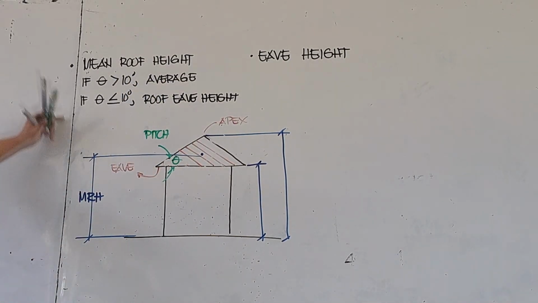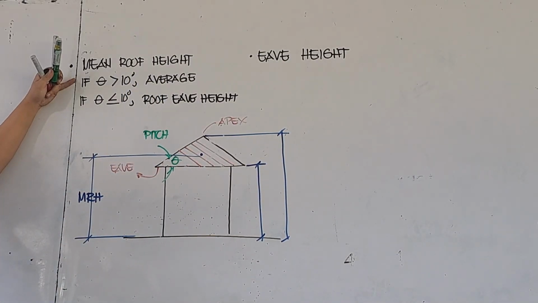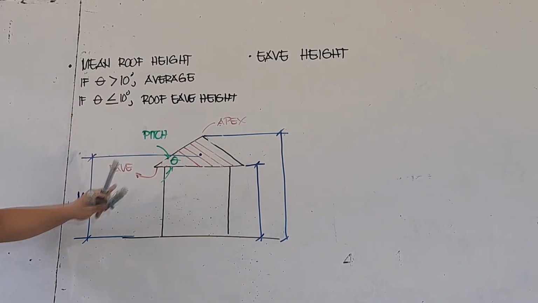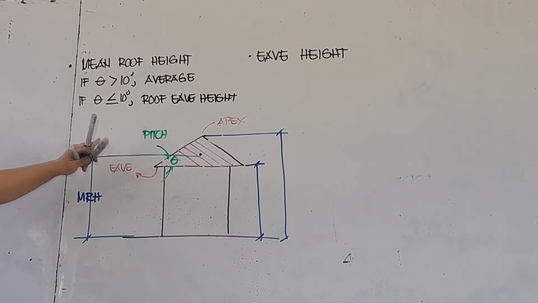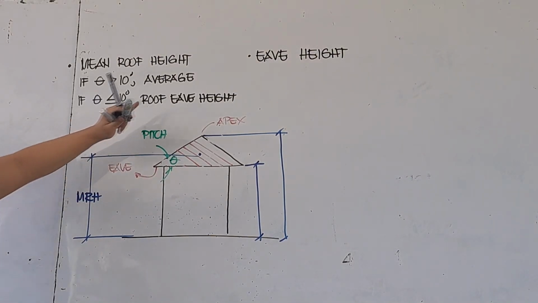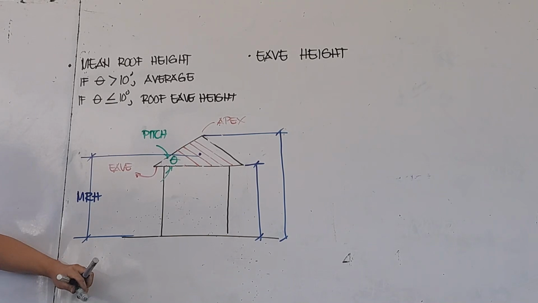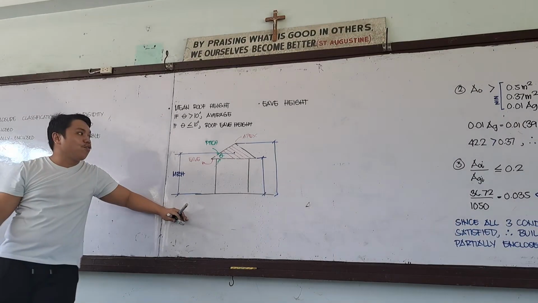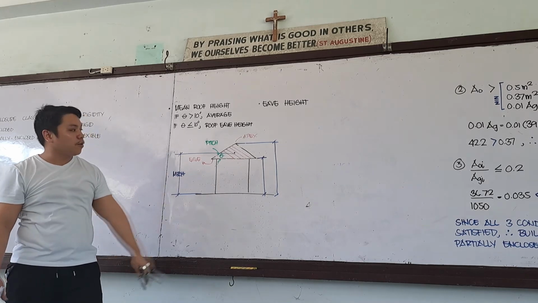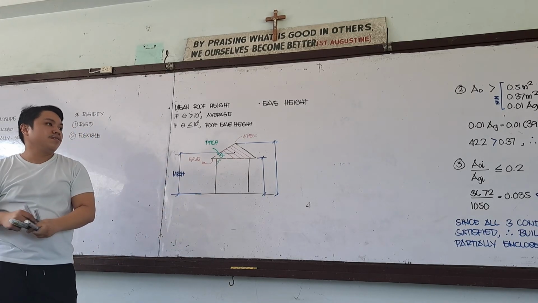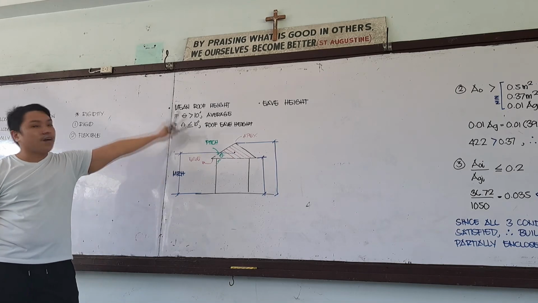Okay? So if our angle is greater than 10, we will use the average of the apex height and eave height. If our roof pitch is less than or equal to 10, we will use the roof eave height. The reason is that the roof is so low that it should not be considered at the average. Rather, we will use the conservative roof eave height. So this is how to identify our mean roof height.